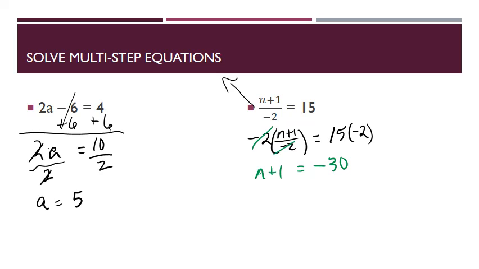Well, now to finish isolating the variable, over here on the left-hand side, if I subtract 1 from both sides, I'm going to get the variable n by itself. So over here, these are going to cancel. And negative 30 minus 1 is going to give me negative 31, where n is equal to negative 31. Well, there's your couple of examples of multi-step equations. This is a skill that you must learn.